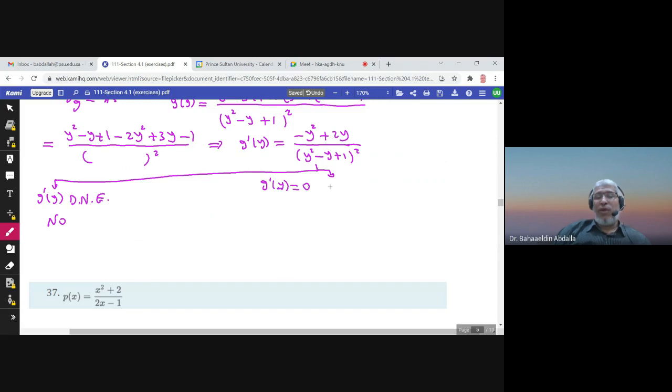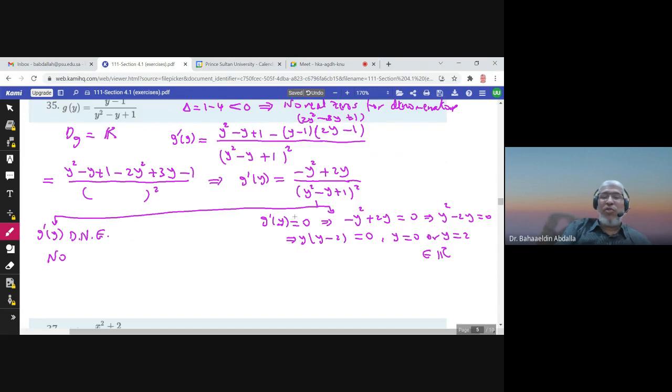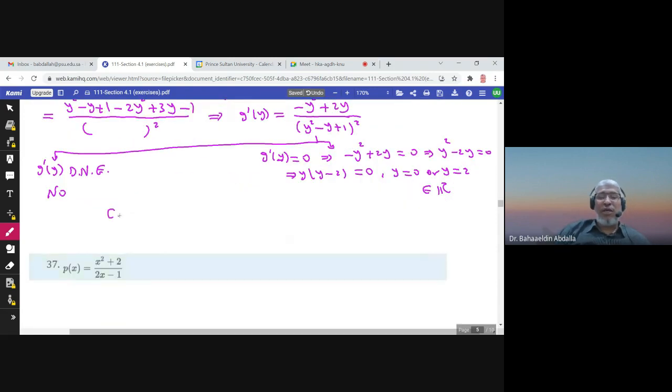could be 0. And this is a fraction, so it would be 0 if the numerator is 0. And I can multiply by negative sign. So y squared minus 2y is 0. And I can take y as a common factor. So there are two zeros of the numerator. Either y is 0 or y is 2. And both of these values belong to the domain because the domain is R. So the critical numbers of this function are 0 and 2.